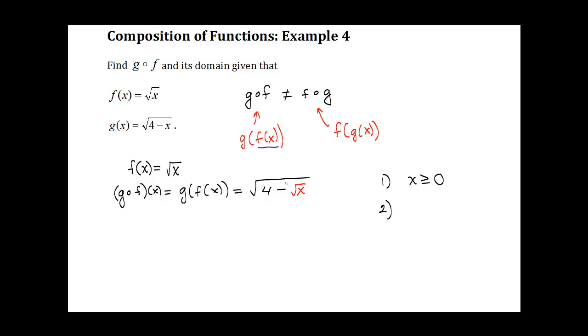The second one says that 4 minus root x must be greater than or equal to 0. So let's solve for x in this case. Move the 4 to the other side. We get negative root x must be greater than or equal to negative 4. Let's multiply both sides by negative 1. And in doing so, we will flip the inequality. So we get that the root x must be less than or equal to 4. Squaring both sides, we get x must be less than or equal to 16.